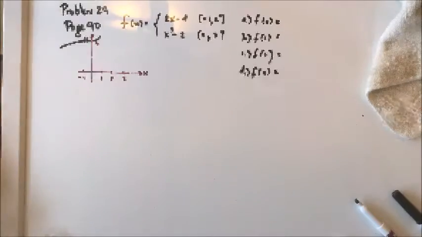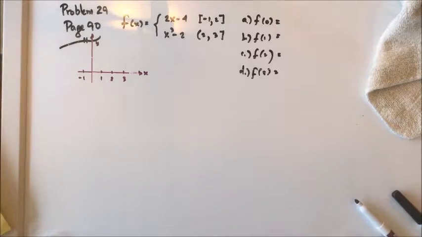On to homework 7 here, and the first sister problem that I want to do is problem 29, which is a sister to problem 30, both on page 90. These two problems both deal with what are known as piecewise defined functions.